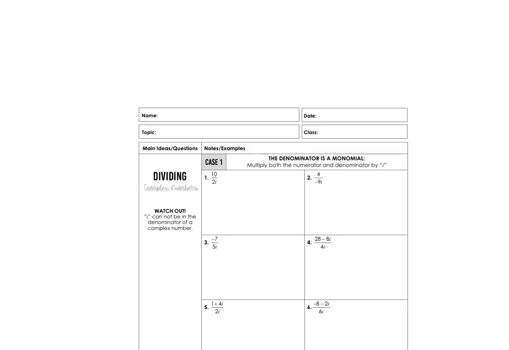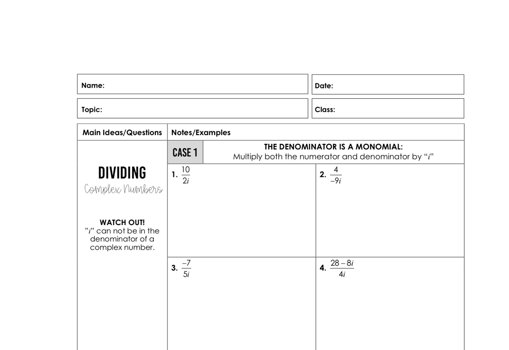All right, guys, welcome. We are going to be taking a look at lesson 4-6. We're going to take a look at dividing complex numbers. Last week we had a chance to add, subtract, and multiply. Today we're going to get into dividing.